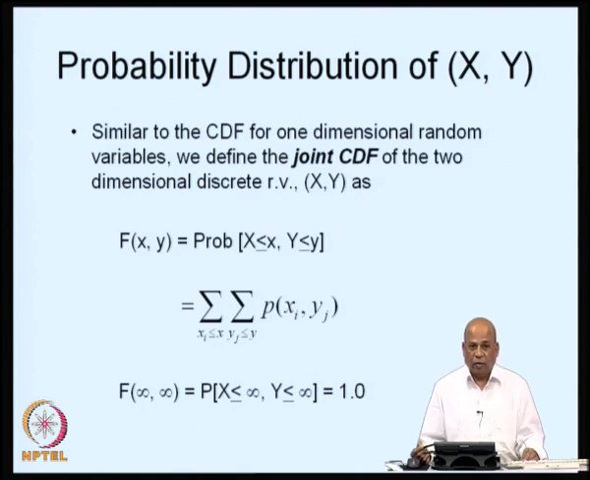Then we define the cumulative distribution function F(x, y) as the probability that X is less than or equal to a given value of x and Y is less than or equal to a given value of y. With the summation notation, we sum over all those possible values of x_i which are less than or equal to this given value of x, and all possible values of y_j which are less than or equal to this given y, the probabilities p(x_i, y_j). So, this gives the probability that X is less than or equal to x and Y is less than or equal to y. From this it is clear that F(infinity, infinity), that means the probability that X is less than or equal to infinity and Y is less than or equal to infinity, must be equal to 1, because you are summing up all the probabilities over the entire region.